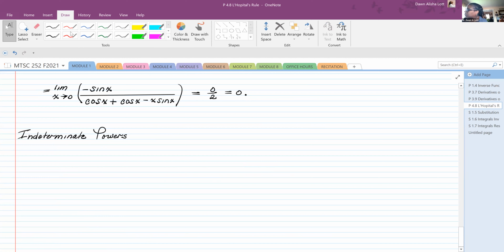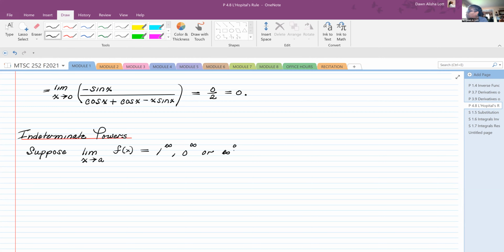Okay, so this last case is we take the limit. So suppose the limit as x approaches a of f of x turns out to be 1 to the infinity, 0 to the infinity, or infinity to the 0. So I do the limit of the whole thing, and I get something that looks like that.